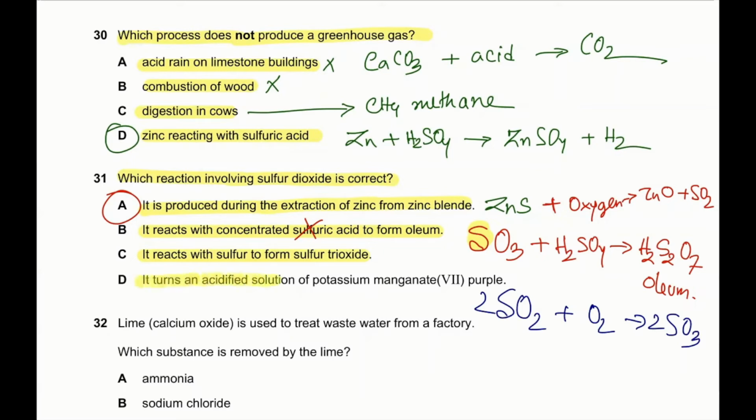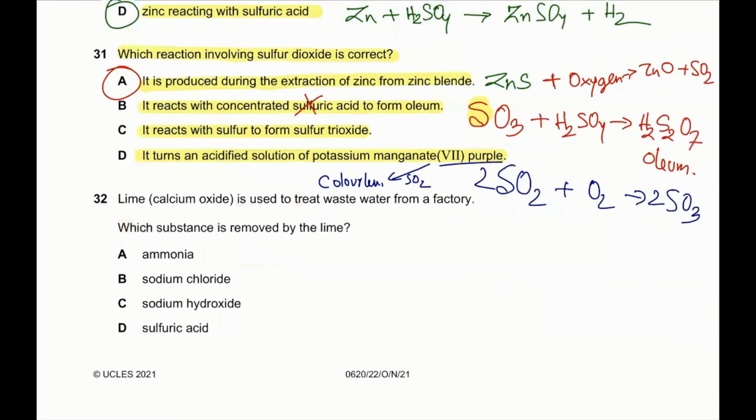It turns an acidified solution of potassium permanganate purple. Guys, potassium permanganate solution is already purple, so sulfur dioxide makes it colorless. By the help of sulfur dioxide it becomes colorless, because it reacts with it.